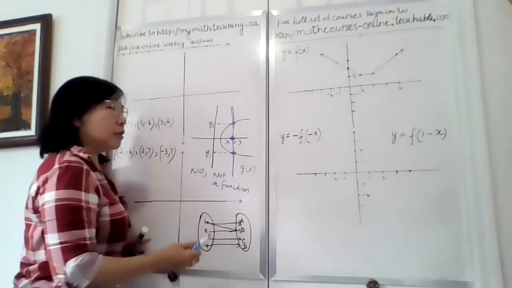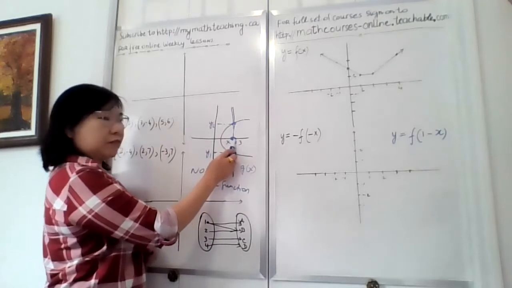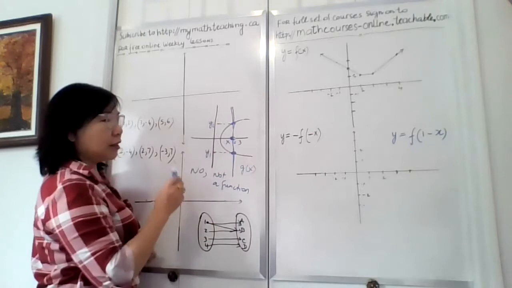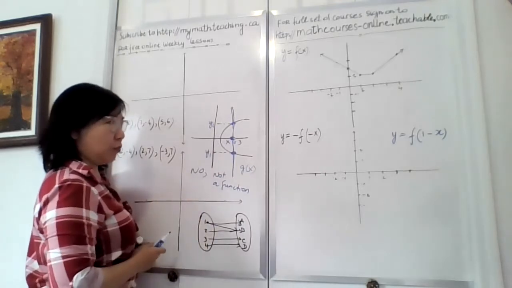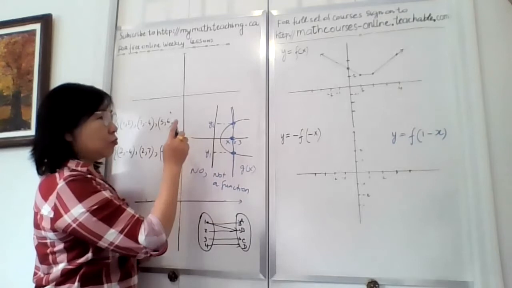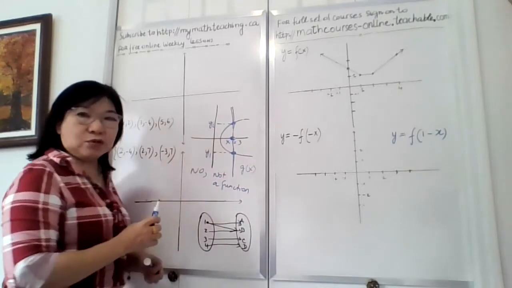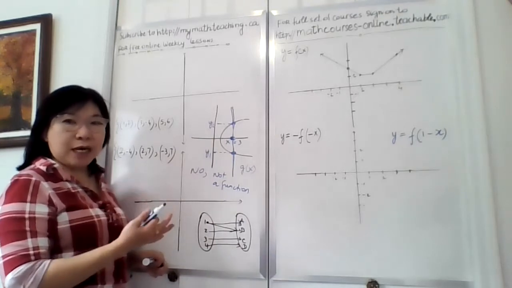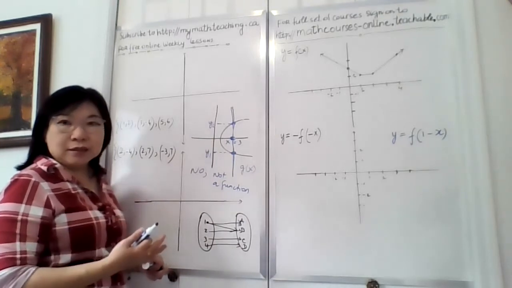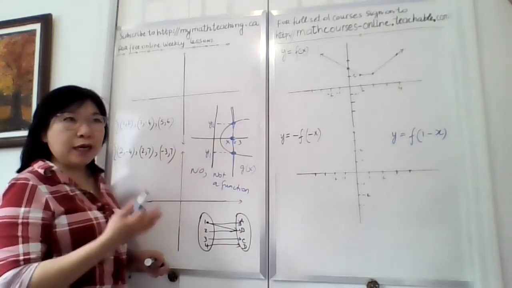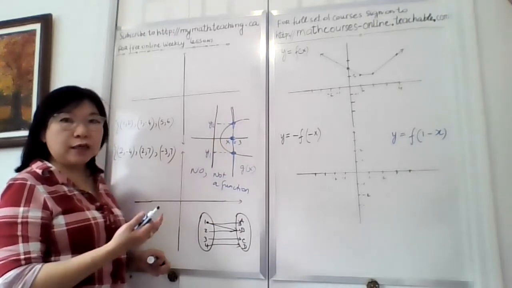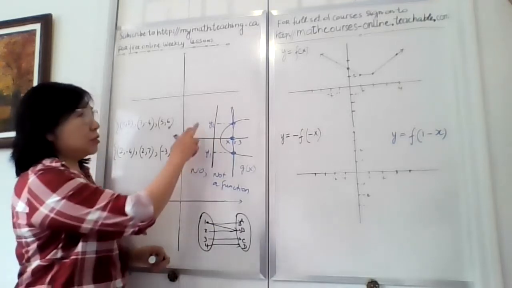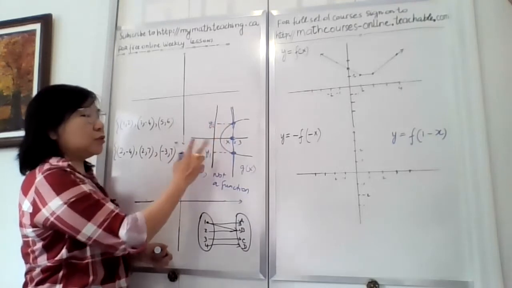And in another case, you might have the same x value give the same y. Either of them are not acceptable. So to recognize a function, the easiest way is to look at the domain, the set of x. The y coordinate doesn't matter. You might have the same y or different y, but as long as the same x does not produce different y or produce the same y.